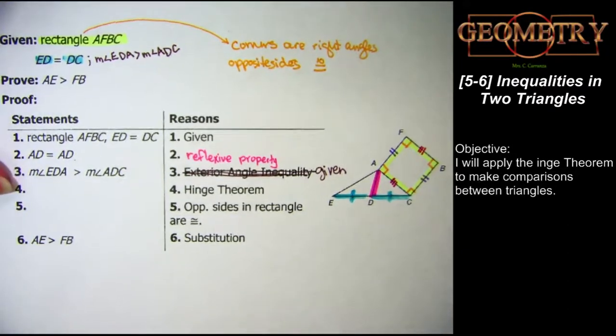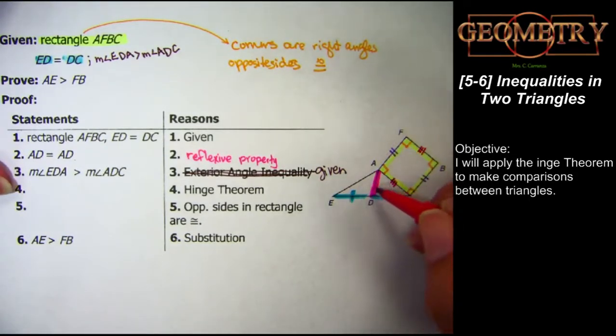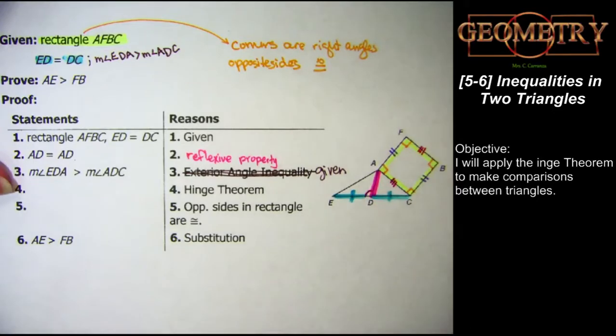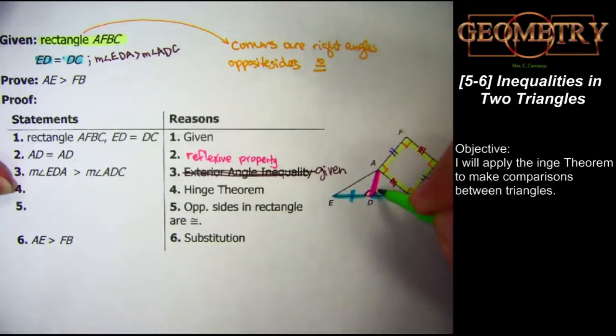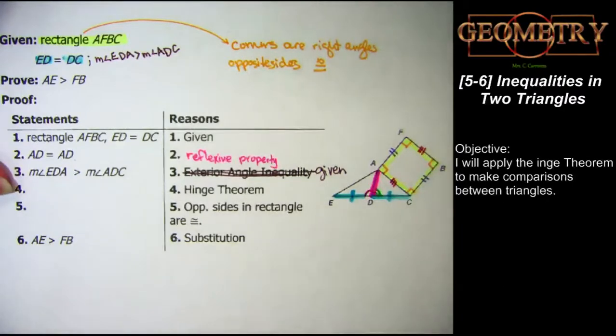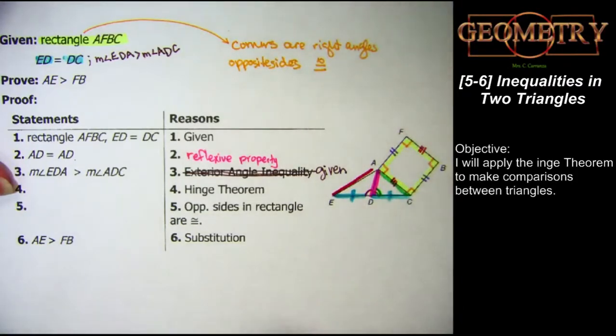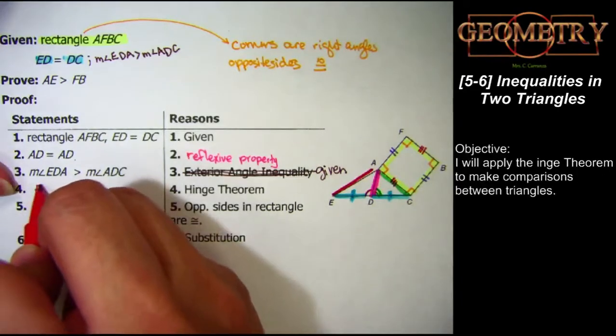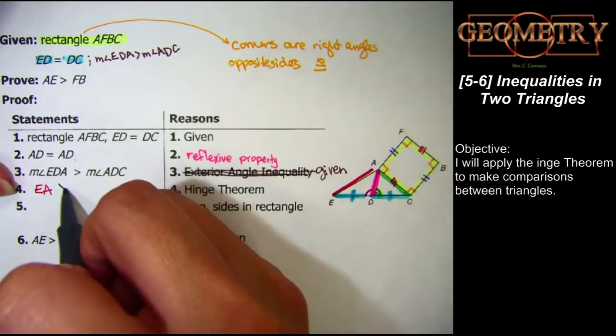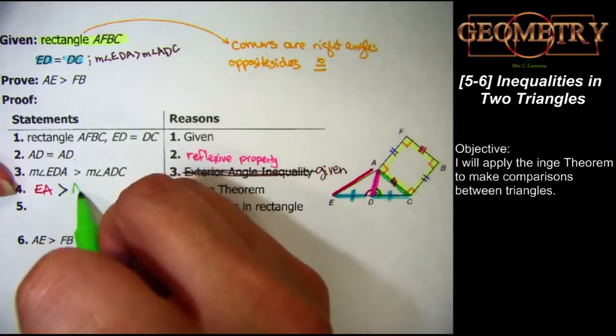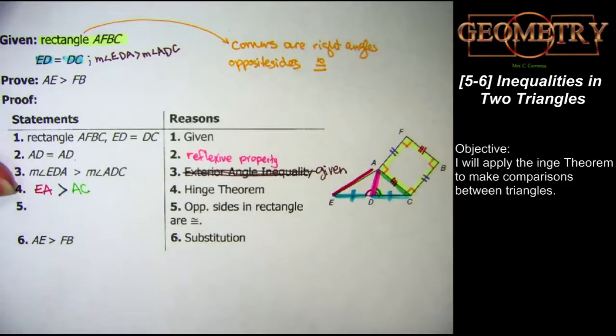All right, and then we're going to use the Hinge theorem. Okay, Hinge theorem says I've got this angle ADA, this one here, and I'm going to compare it to this angle right here. And it says that this one is bigger than this one. And so by the Hinge theorem, that side is bigger than the other side. So we're going to write that. Side AE is larger than side AC. That's why we couldn't say they were equal.